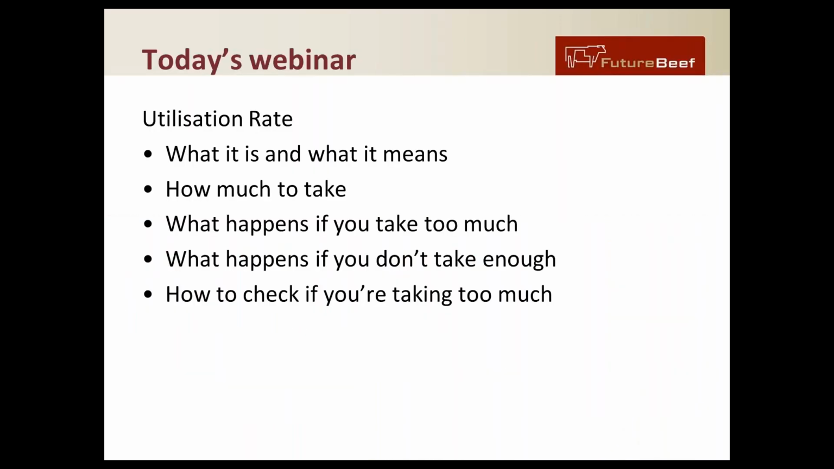The main thing I wanted to discuss with you today is utilisation rate. What we're going to go through is what utilisation rate means and what it is, how much pasture you can take, what happens when you take a lot, what happens when you don't take much from both a pasture and a cattle performance point of view, and how to check how much you're taking.